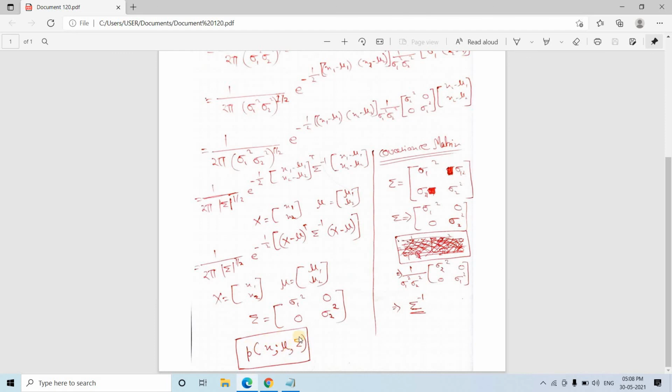P of x comma mu comma this particular summation. At that time you should understand that this is the probability of x with respect to mu, where mu is the mean and this is our covariance matrix. Okay, so I hope the picture is clear to you.